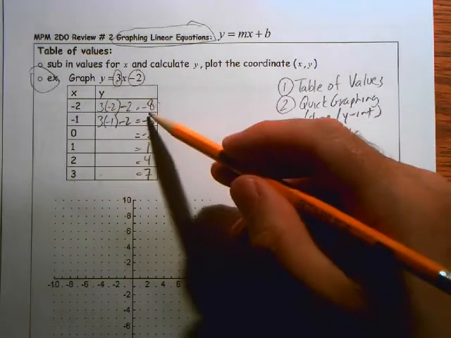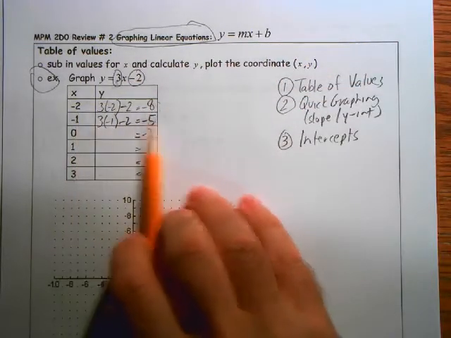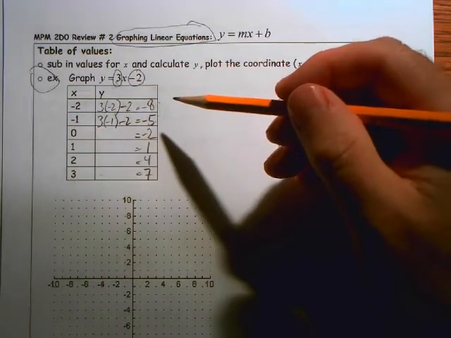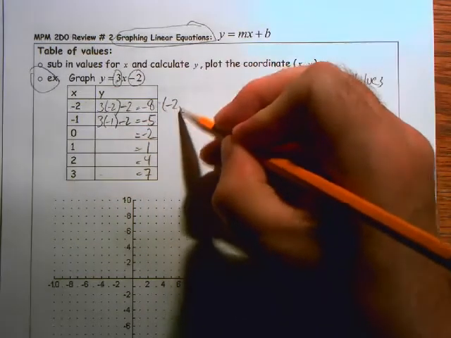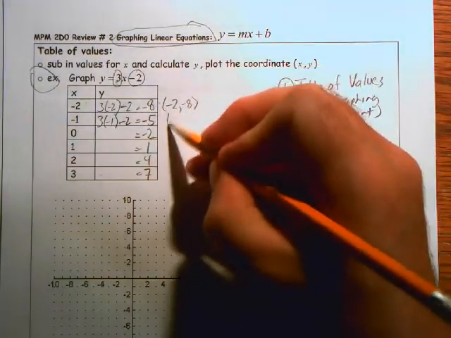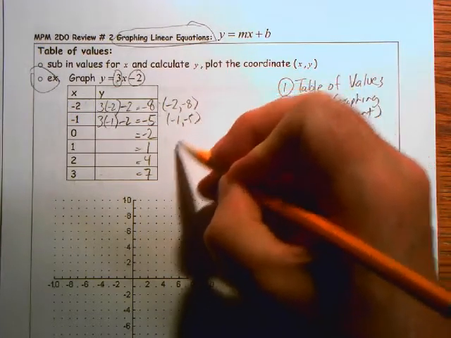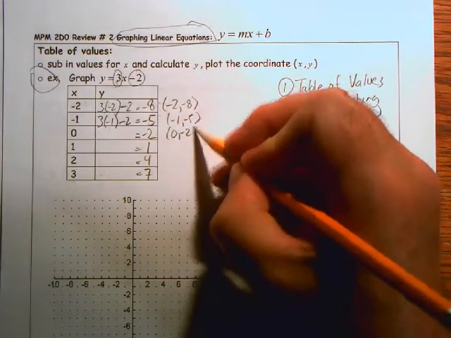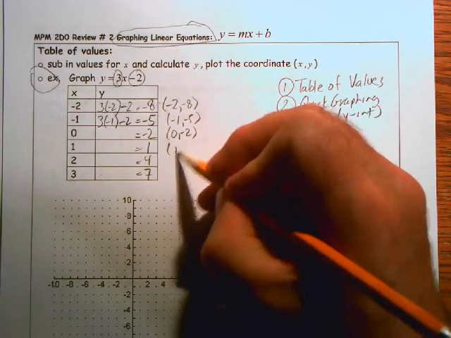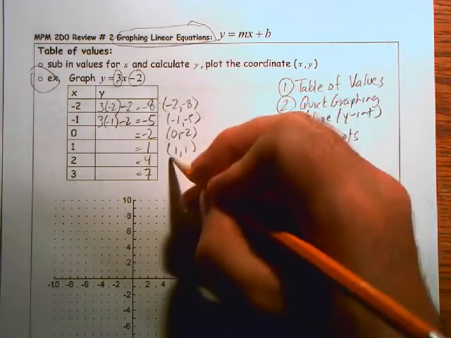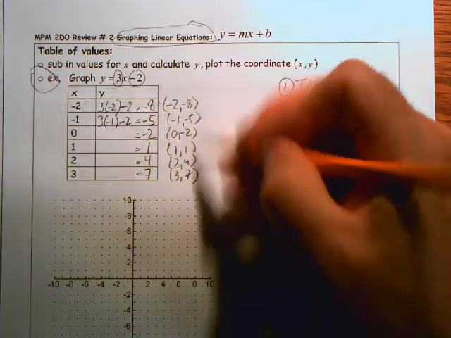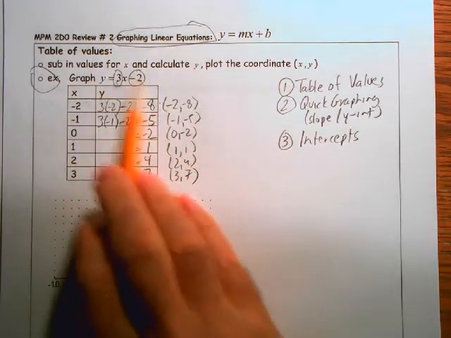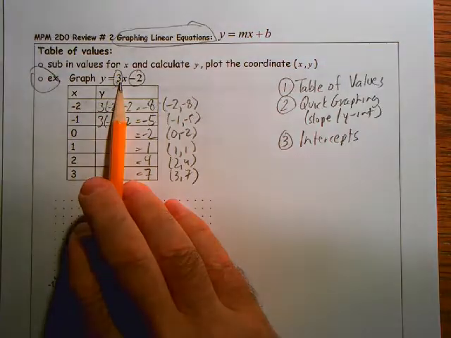So now you can take these points. Remember, we've actually created 6 points here. We created the points negative 2, negative 8; negative 1, negative 5; 0, negative 2; 1, 1; 2, 4; and 3, 7. So those are all coordinates of points that are on the graph of this equation of a line.